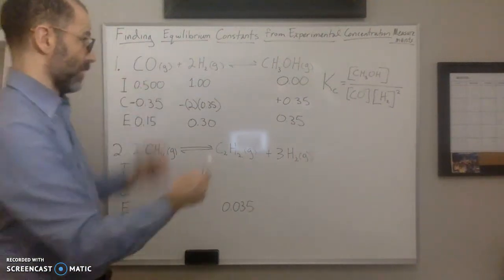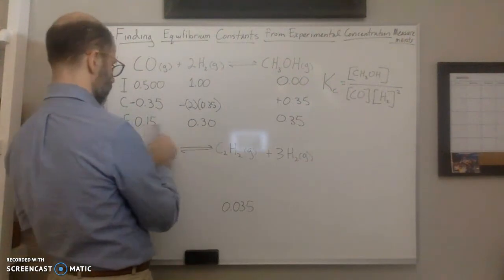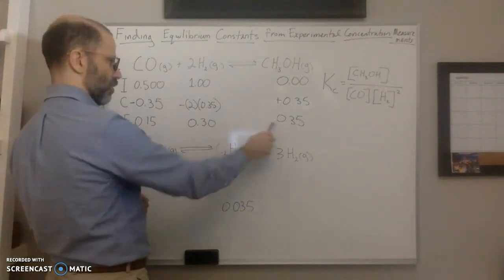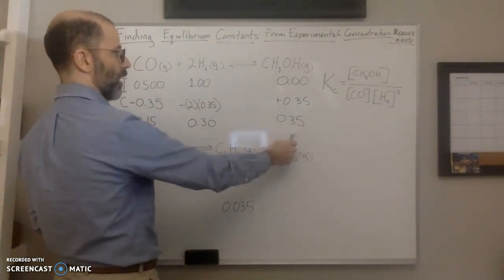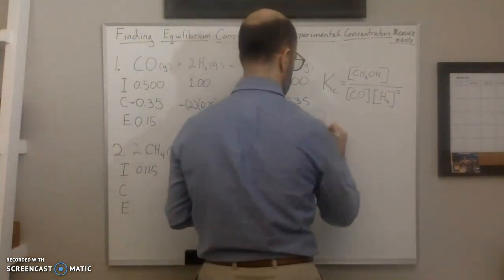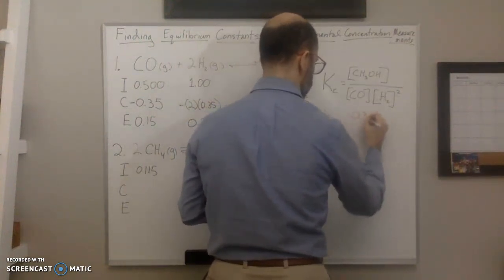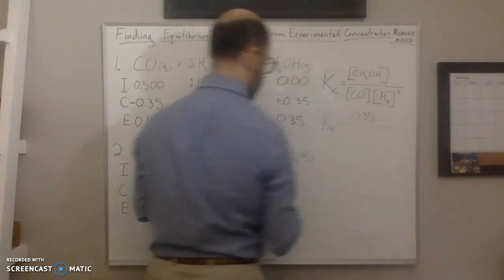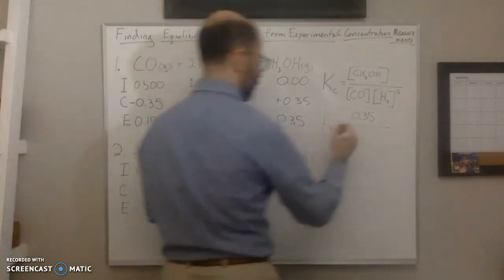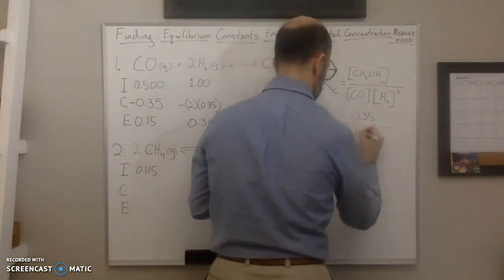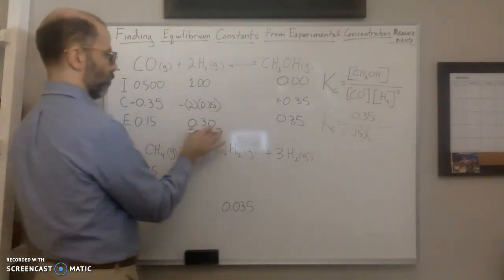So here's my expression. Here are my 3 equilibrium concentrations. So I'm going to put that in. So 0.35 for CH3OH there, and then for CO it's 0.15, multiplied by, and then for H2 this is going to be 0.3.